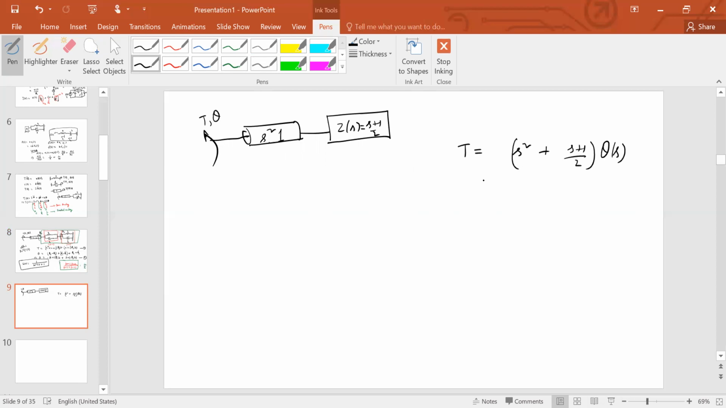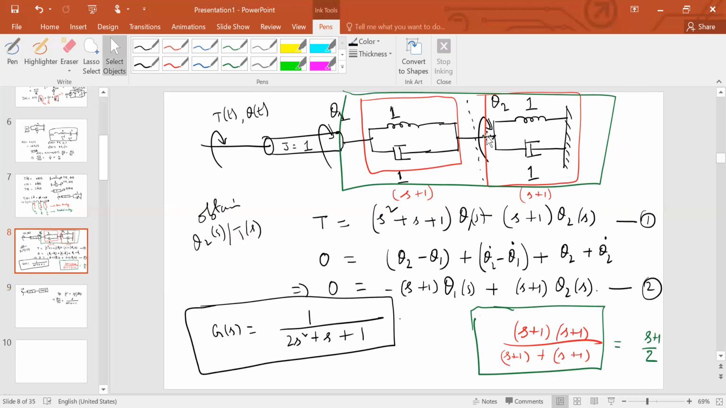All right. That is going to lead you to conclude that theta of s upon T of s is equal to 2 upon 2s squared plus s plus 1. But we are not done yet. Remember, what we are asked to find is with respect to the variable at this junction, not the end variable, right? So it's like finding the voltage drop across one element when you found out the entire voltage drop. Okay. So how do you do that?